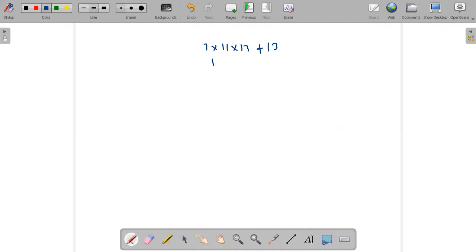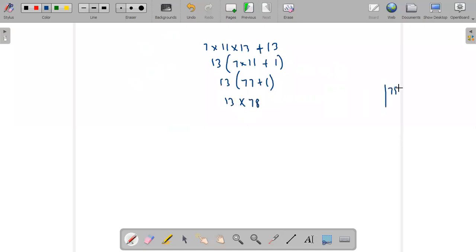So if I want to solve, I will take 13 common. So what is left here? 7 into 11 plus 1, since 13 goes once. So this is going to be 13 into, this is going to be 77 plus 1. So this is 13 into 78.